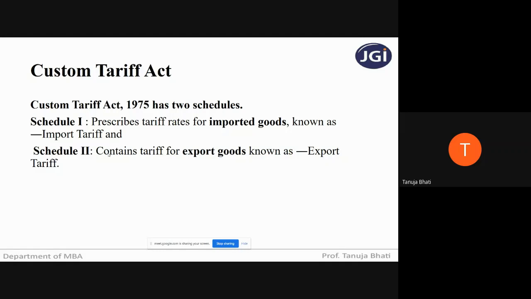So these are the two different schedules under the Customs Tariff Act 1975, and the one more act that governs the customs duties is the Customs Act 1962. So these are the two acts that are very important and essential for governing the customs duty. So is this clear, students? Is the levy of customs duty clear, and is the Customs Tariff Act clear? Yes, students?